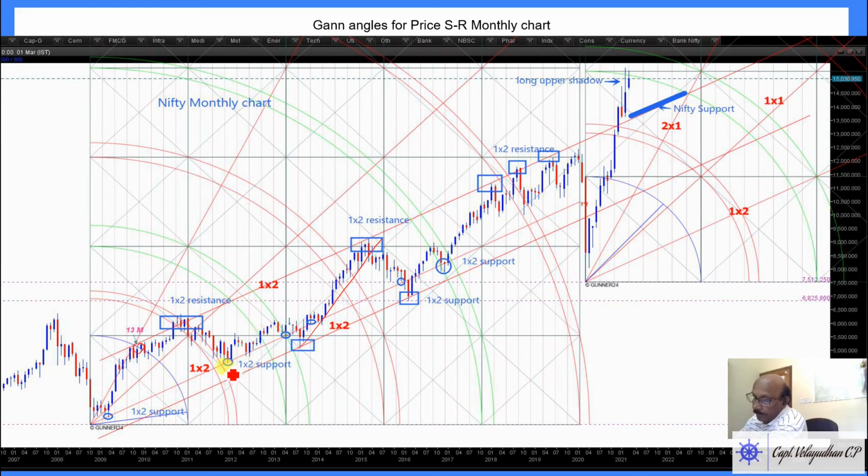After showing resistance for a few months, price corrected itself. Here it attempted to take support, but it breached again. One month, second month. After coming down to this level, this 1 by 2 channel took support and price moved up again. And this candle was strong. Then it remained above this 1 by 2 line.